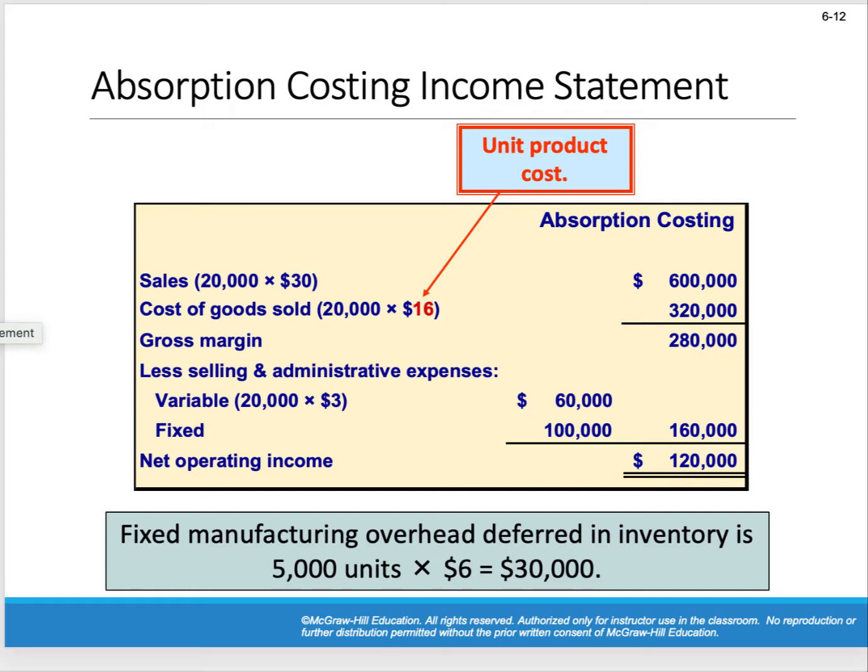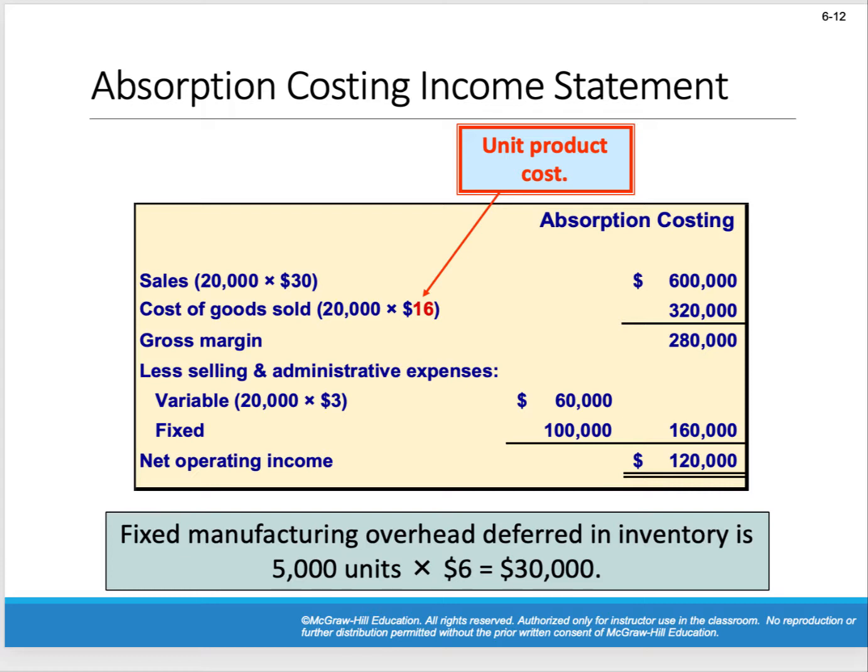Sales less cost of goods sold give us the gross margin. Subtract out all selling and administrative expenses. You get your net operating income. This absorption costing income statement does not care how costs behave. Are they variable or are they fixed? We don't care. What we care about is: is it a product cost or a period cost?